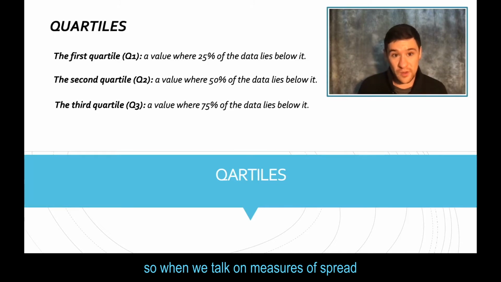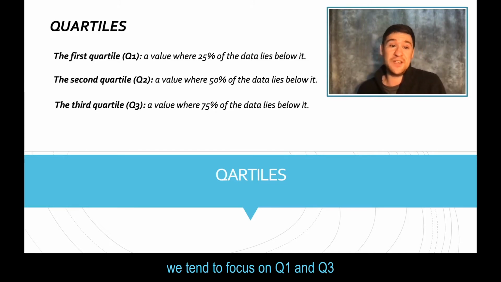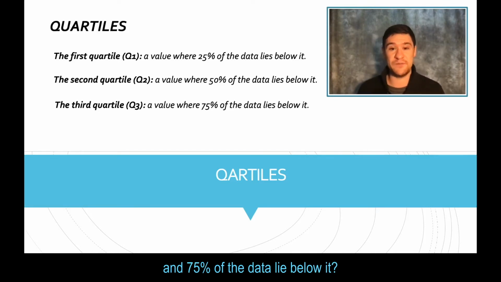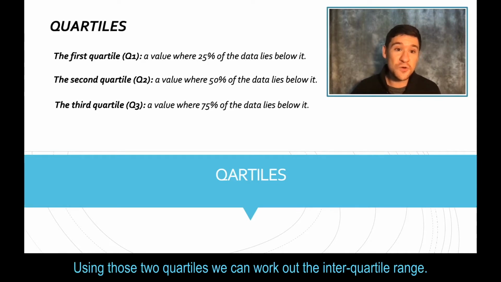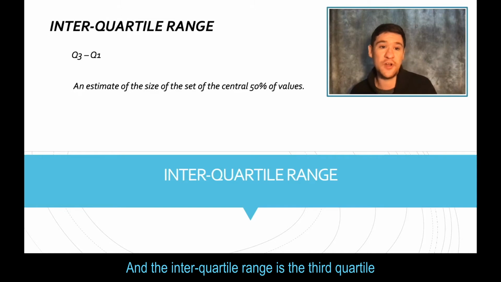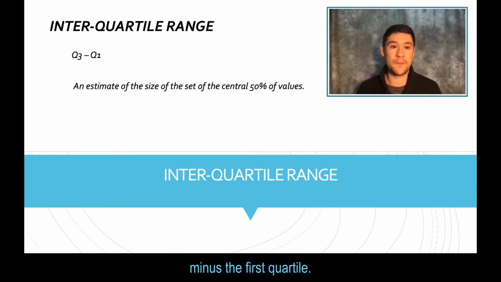So when we talk about measures of spread, we tend to focus on Q1 and Q3, where 25% of the data lies below it and 75% of the data lies below it. Using those two quartiles, we can work out the interquartile range. And the interquartile range is the third quartile minus the first quartile.